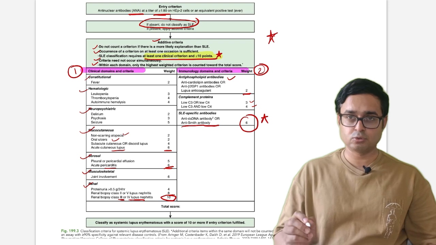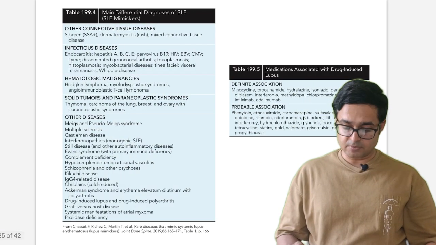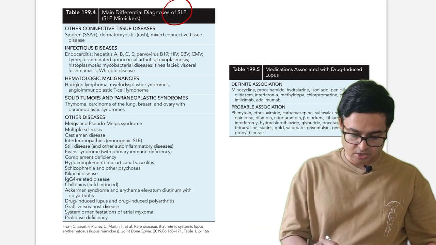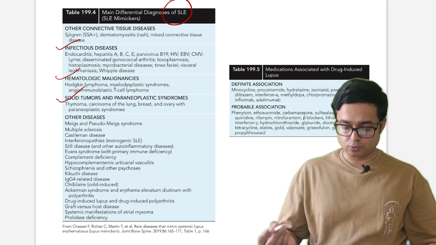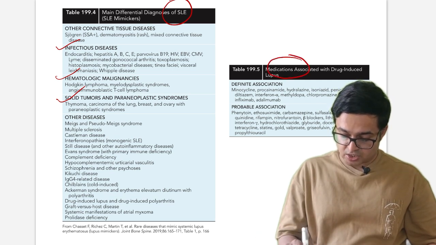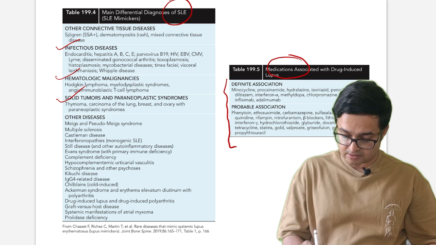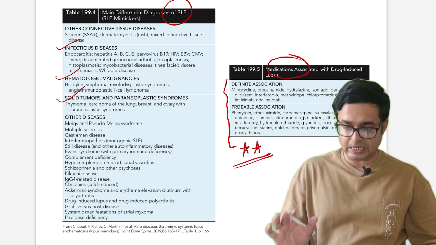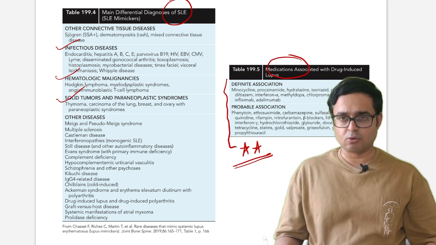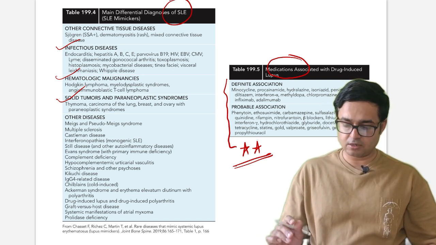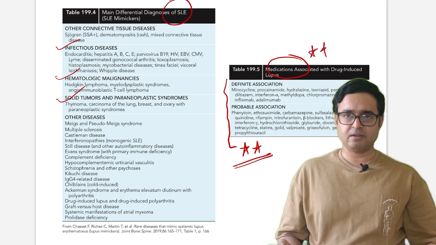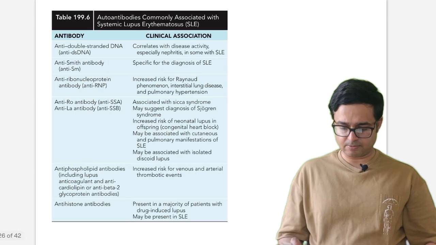Very important, just go through this part of the video once again, you will remember this. Okay, mimickers of SLE. There are many mimickers. Just go through this table. Infectious, hematological, and solid tumors can do it. Medications associated with drug-induced lupus. These medications have actually been asked twice and thrice. Just go through this table once again. I'm not discussing all drugs. Just go through it once and you will learn about this. This is very important. Okay, you have to mug it up. No way to explain this table.